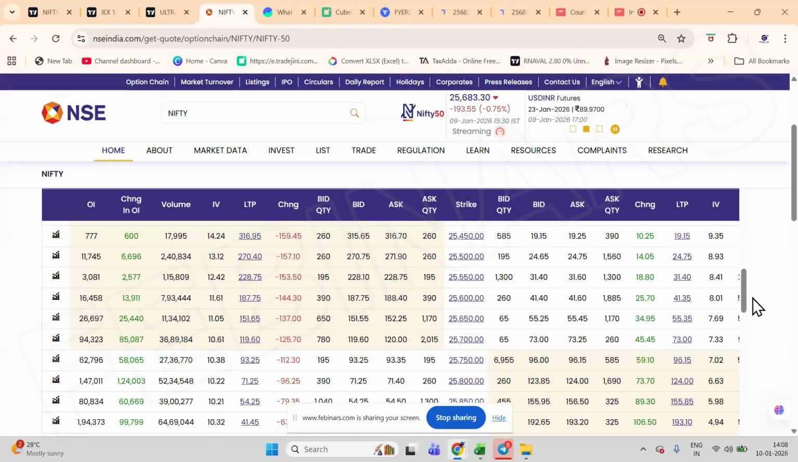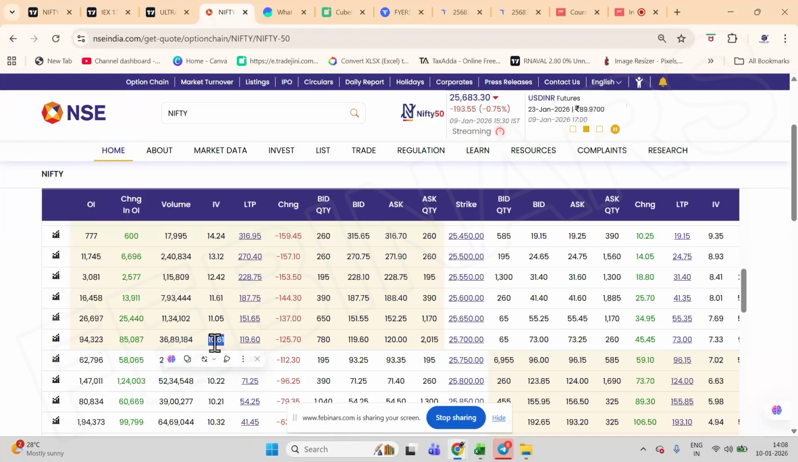Currently we are seeing the 25,700 call option in the site. What is the ask quantity? 2015 lots have been asked. What is the bid quantity? Sellers are 2015, buyers are 780. What is the current price? 119.60 and 120. Bid is the buyer who has placed at the price 119.60. Ask is the 120. Change in price, this is minus 125 rupees 70 paisa is the change in price. This is the last traded price 119.60.